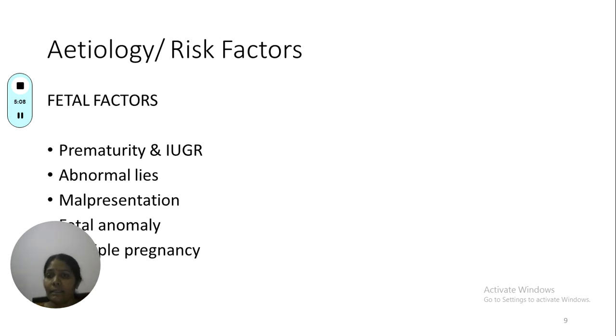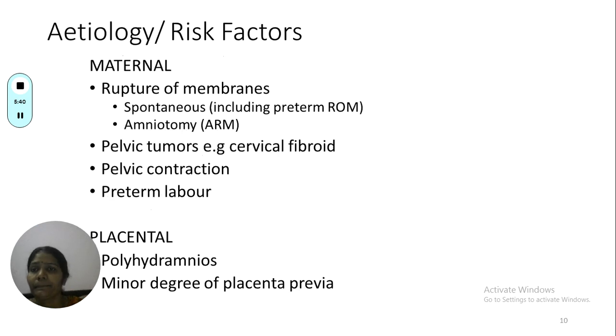So what are the fetal factors that cause cord prolapse? That is prematurity and IUGR, where the fetus is small or ill-fitting, abnormal lies like the transverse lie, oblique lie, malpresentations, fetal anomaly and multiple pregnancy, first cephalic, second transverse, breech or footling presentations. These are the fetal factors which can predispose to cord prolapse.